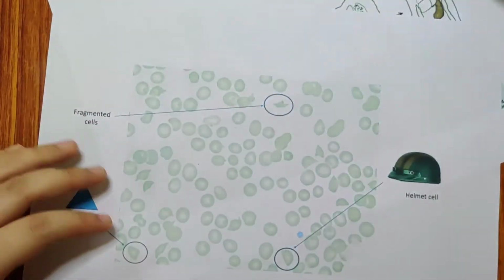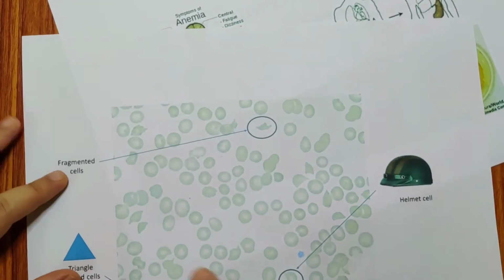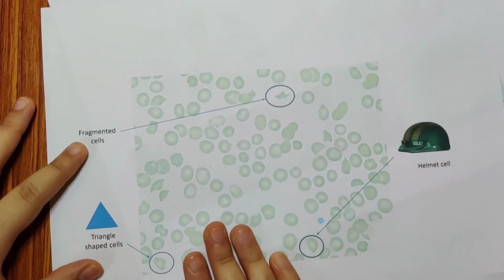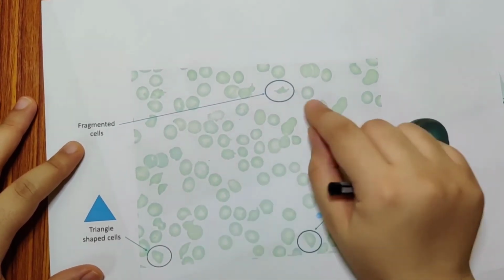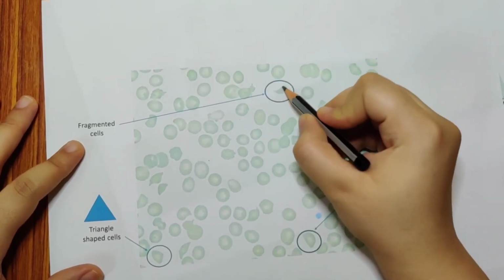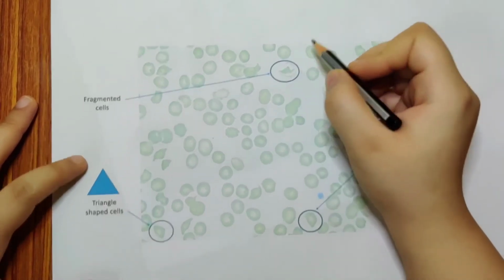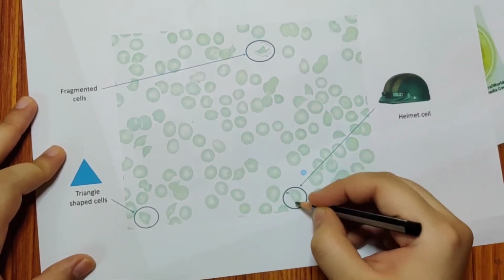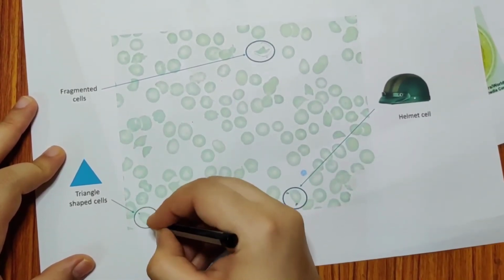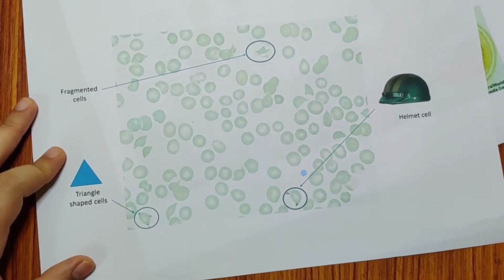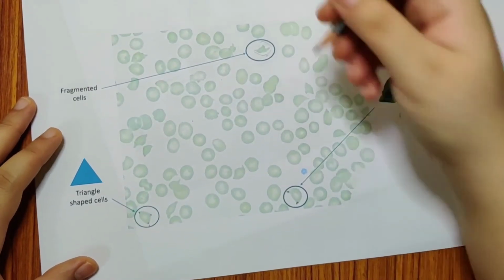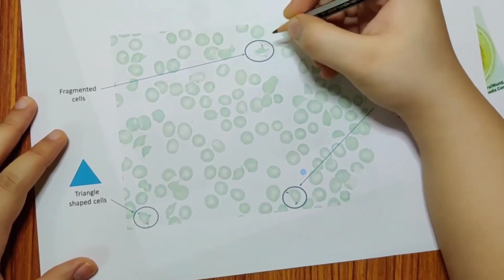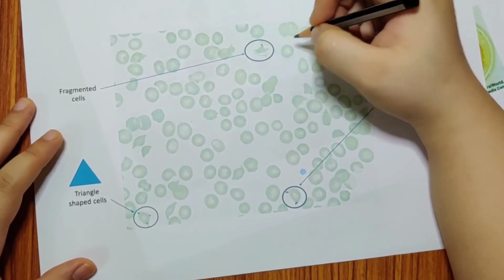You can see it in the PPT. I have given another blood film where you can see fragmented cells. You can see these ill-defined fragmented cells, triangle cells, and helmet cells. Helmet cells will have pointed ends. The triangle will have pointed ends, whereas in the fragmented cells, one point can be pointed and the rest can be irregular.